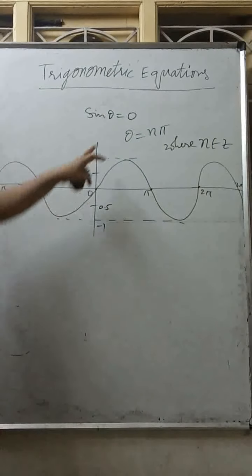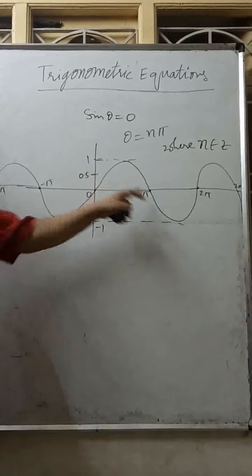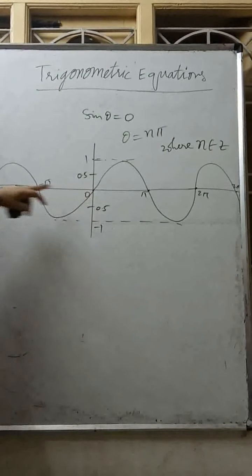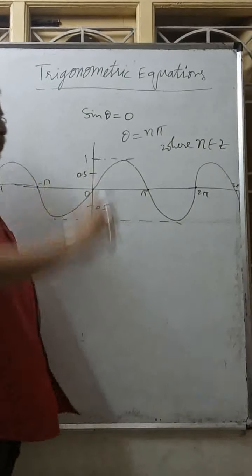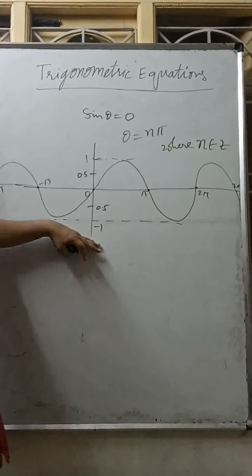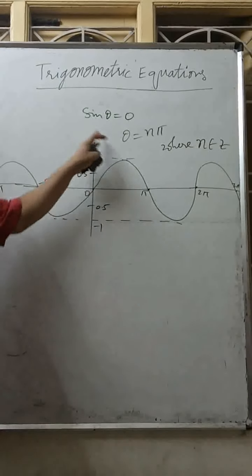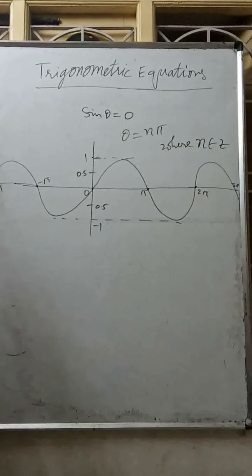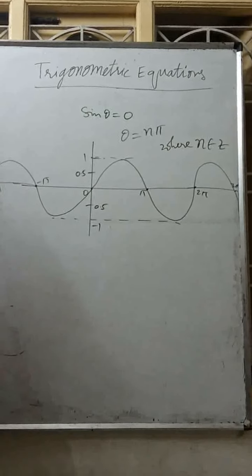It is an integral multiple of pi: 1 pi, 2 pi, 3 pi. At every pi, sin is becoming 0, as seen from the graph. So this is simply about sin theta equal to 0. Automatically it becomes theta equal to n pi.